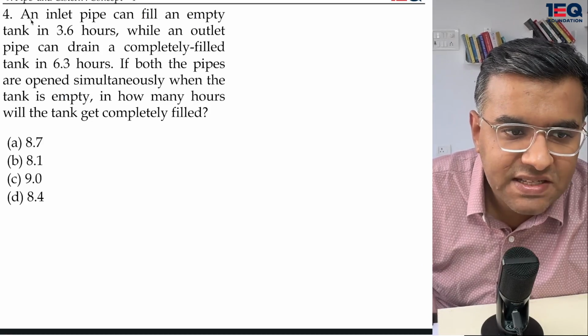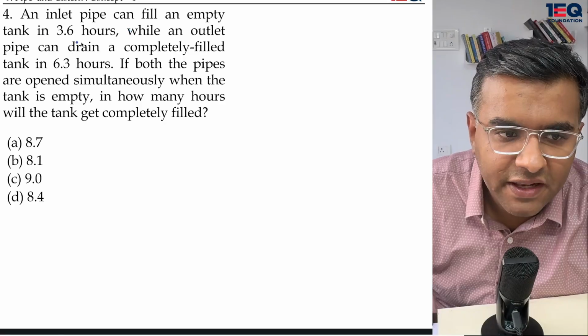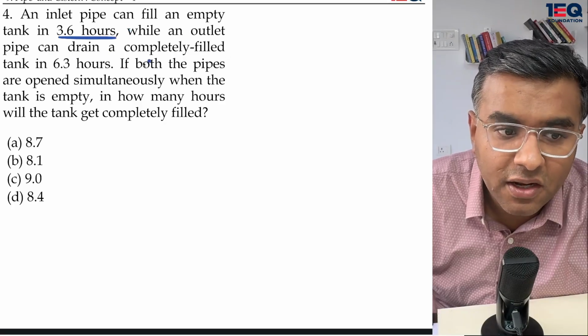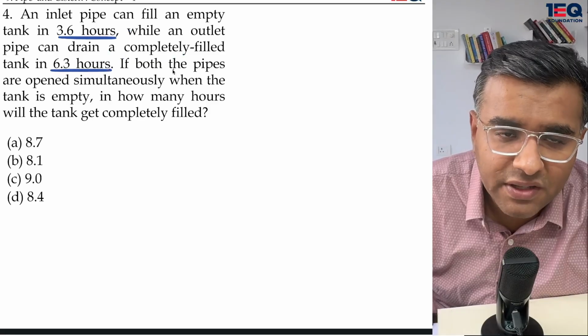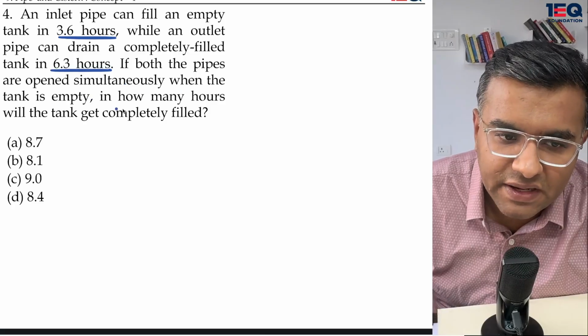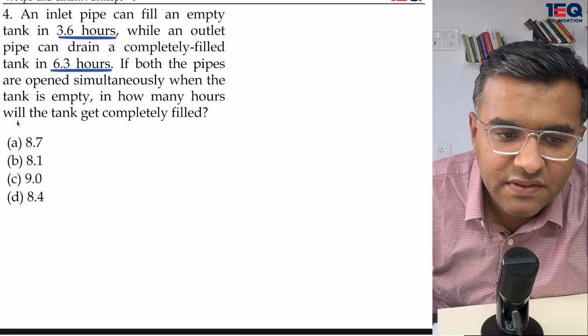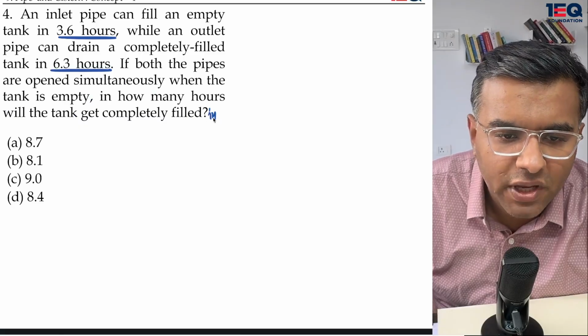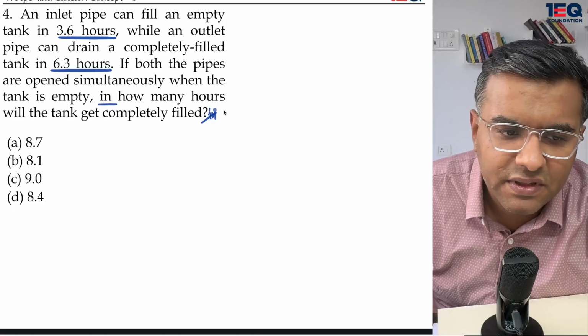The question says an inlet pipe can fill an empty tank in 3.6 hours, while an outlet pipe can drain a completely filled tank in 6.3 hours. If both the pipes are opened simultaneously when the tank is empty, in how many hours will the tank get completely filled?